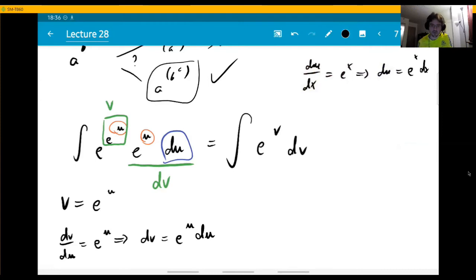This is one that we know how to find. What is the integral of e to the v? Just e to the v. I don't need to add a plus c yet because that has to be done only in the end. It's fine if you don't, but it's also fine if you do.